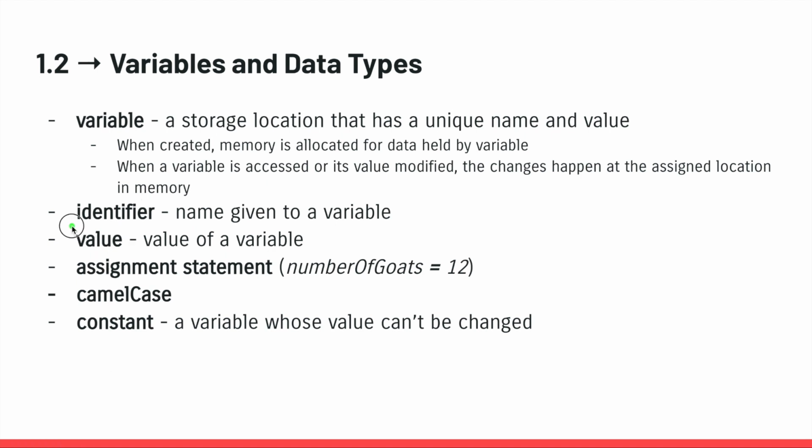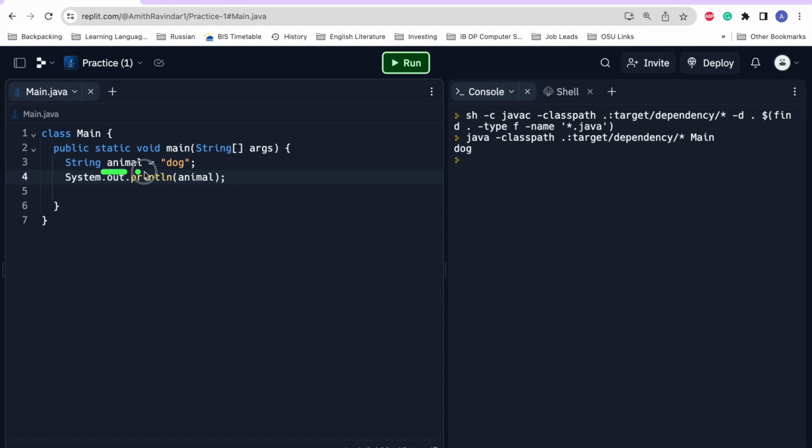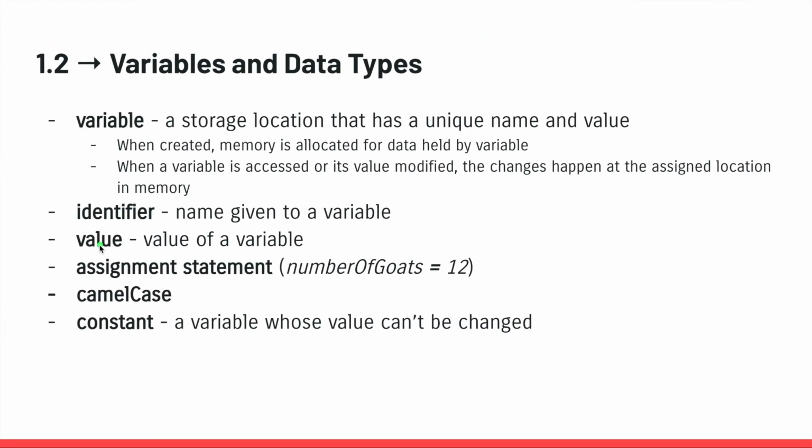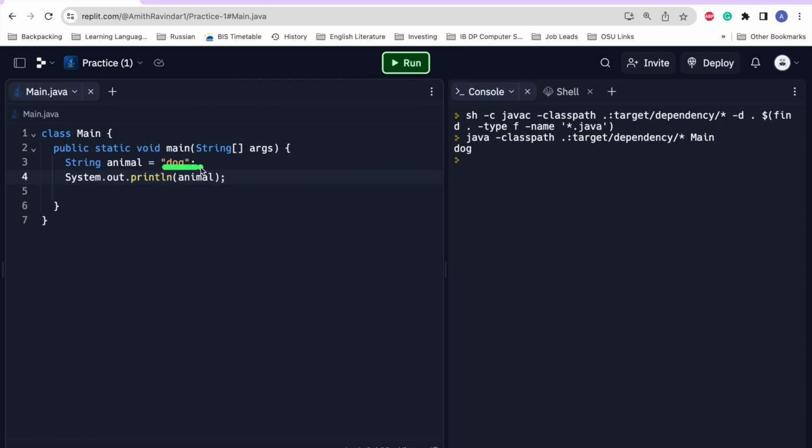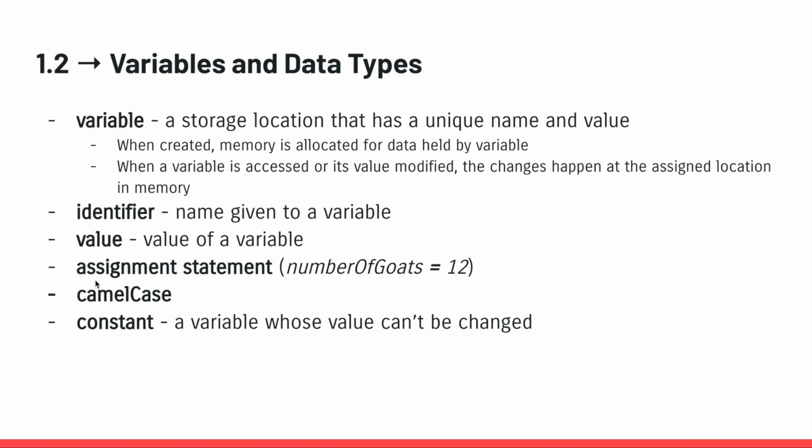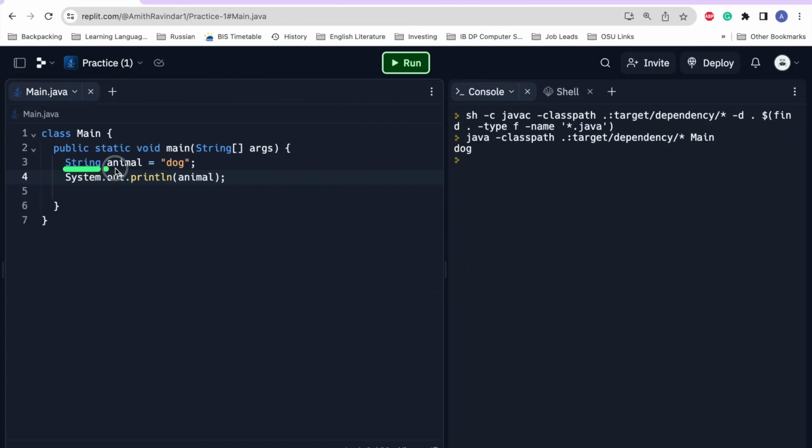Now we have a few other terms: identifier, which is just this name, animal. That's an identifier. Value, which is what we're actually storing in the variable. Assignment statement, so that's just this equal sign. What we did right here is we created a variable called animal, and then we gave it a value of dog. And the act of assigning this value, dog, to this variable is done through this equal sign. That's an example of assignment, and that makes that equal sign an assignment statement.